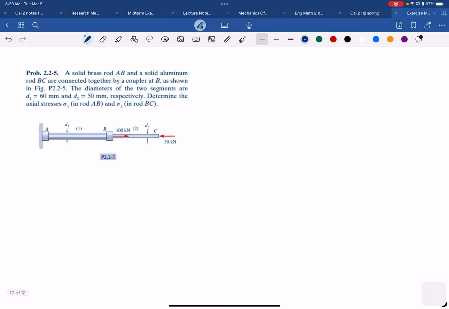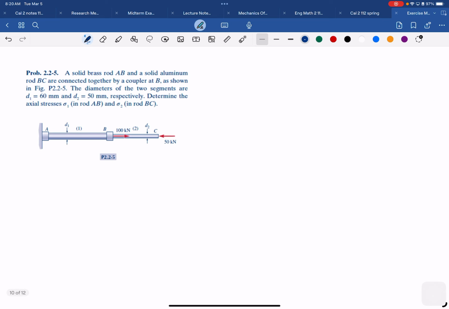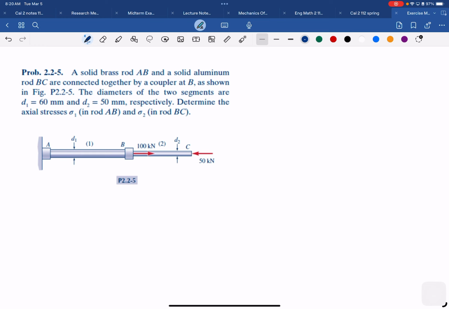Now I would like to start with this example. You could try. Maybe I'll give you a couple of minutes just to look at the questions. I hope you are familiar with drawing the schematic diagram or the free body diagram. That is the first step in our calculation.